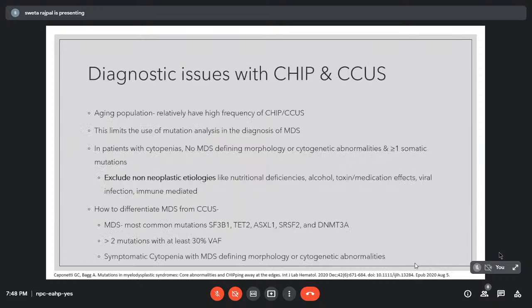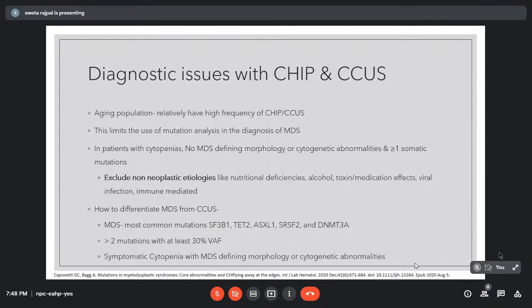So what is the problem with CHIP and CCUS? It is not only present in MDS patients, but it can be present in the aging population also, as we described that these CHIP mutations are also present in the normal aging population. So in any patient with cytopenias without any MDS-defining morphology or cytogenetic abnormality, we should definitely exclude non-neoplastic etiologies like nutritional deficiencies, alcohol, or any other drug or infection effect.